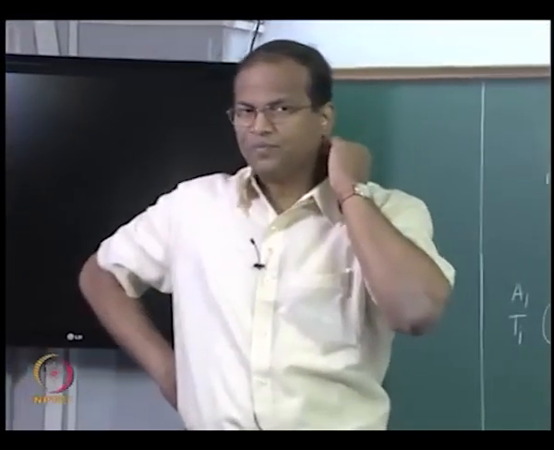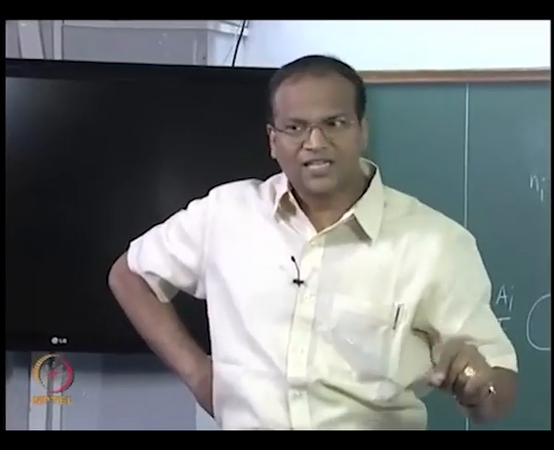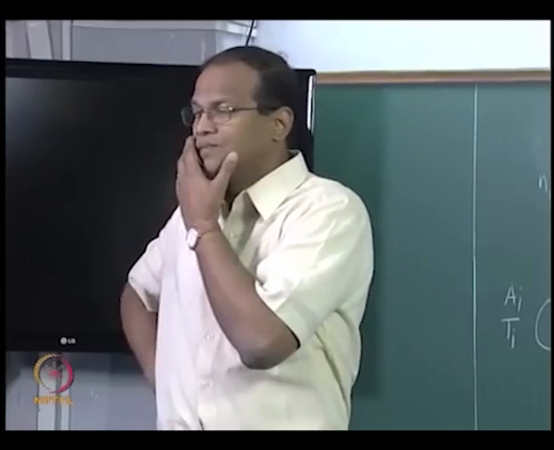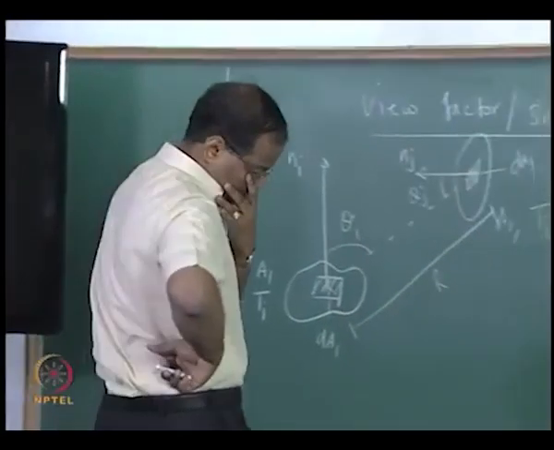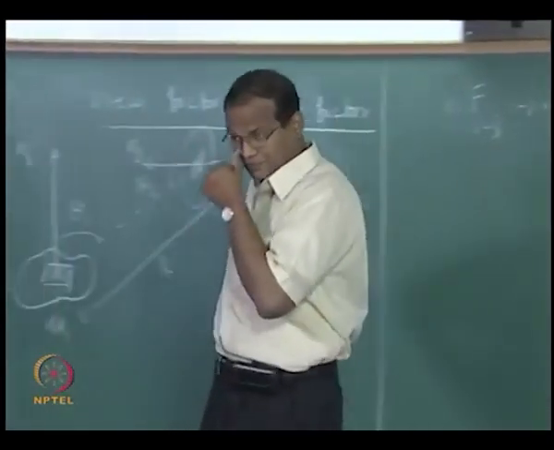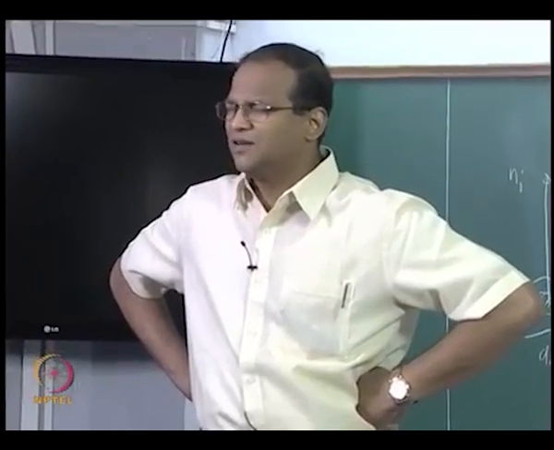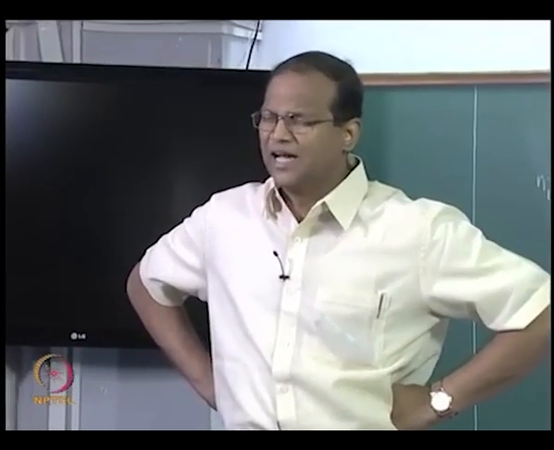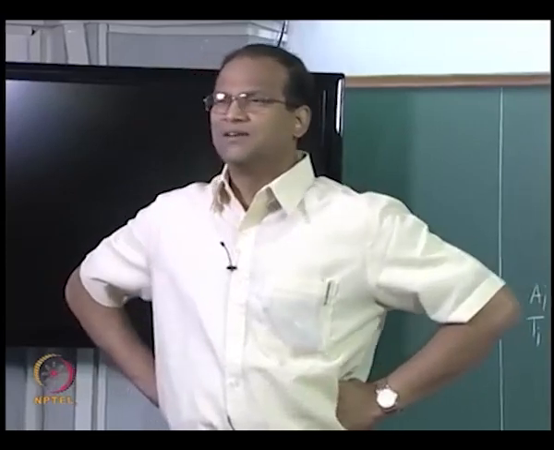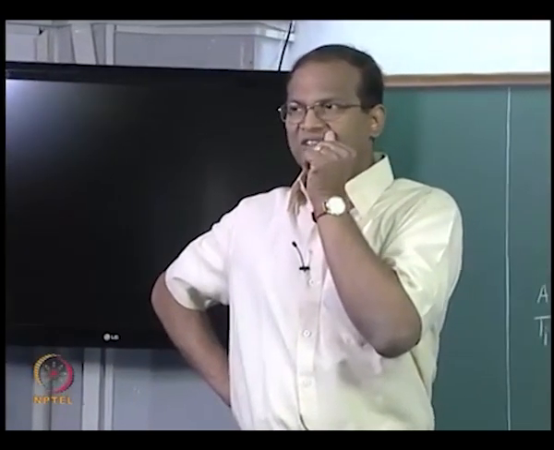The view factor between two finite areas Ai and Aj, denoted by Fij, is the fraction of the radiation leaving the surface i that is intercepted by the surface j.